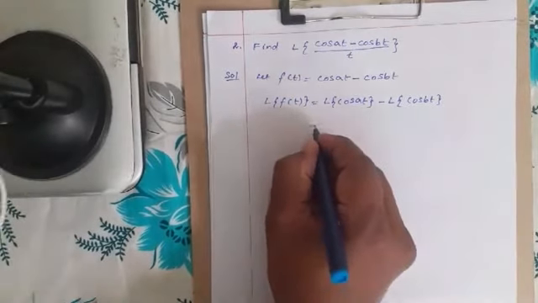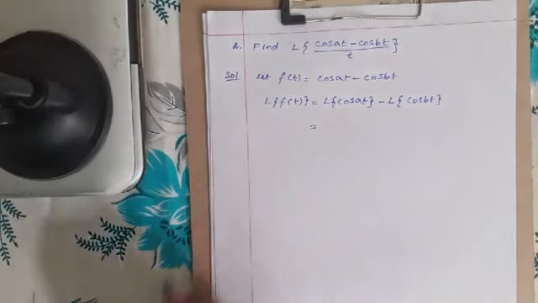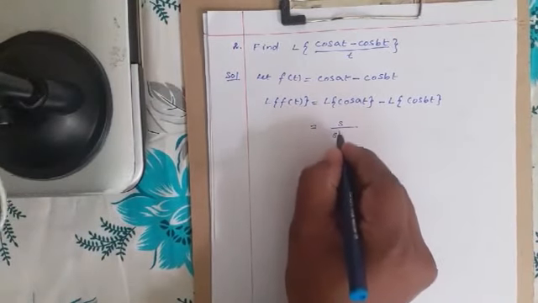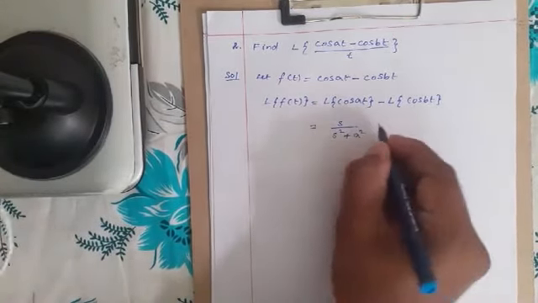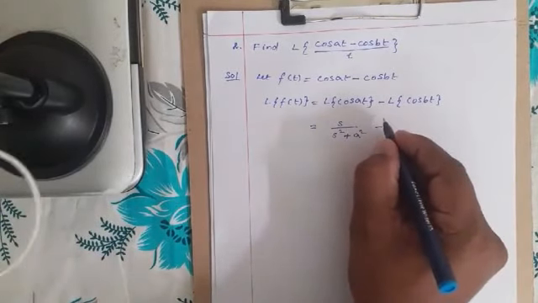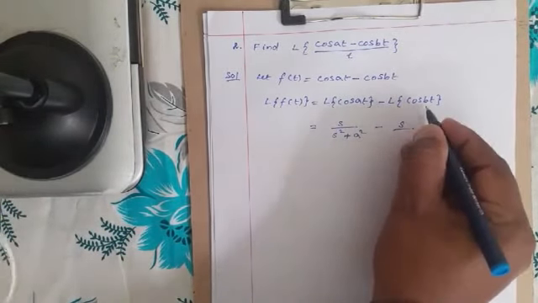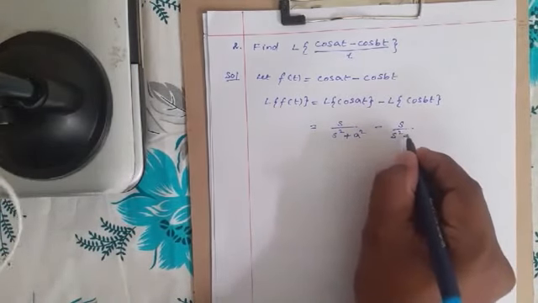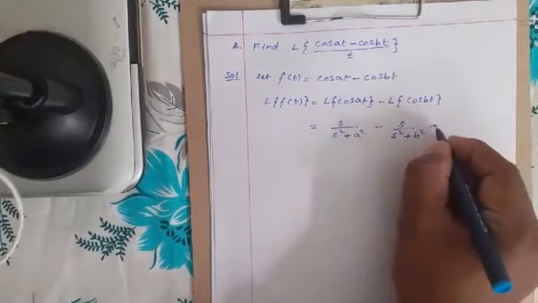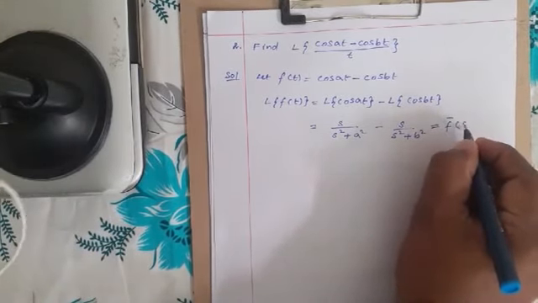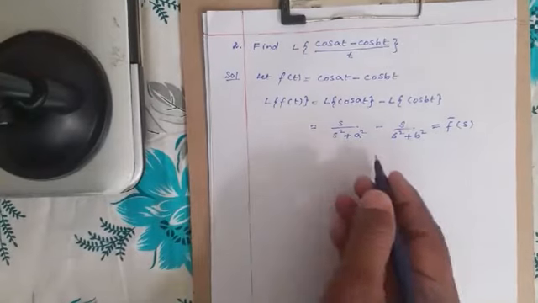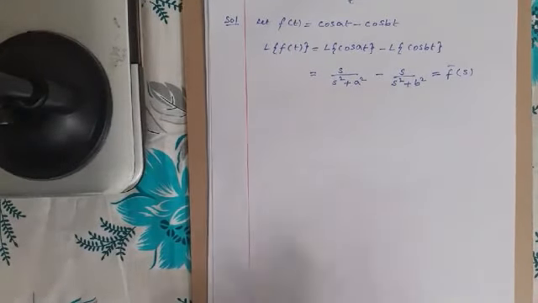Then this is equal to, as you know, Laplace of cos at is nothing but s upon s square plus a square, minus s upon, here we have in the place of a as b, so cos bt can be written as s upon s square plus b square. Now this can be taken as f bar s. This is nothing but we have just got Laplace of f of t as this one.